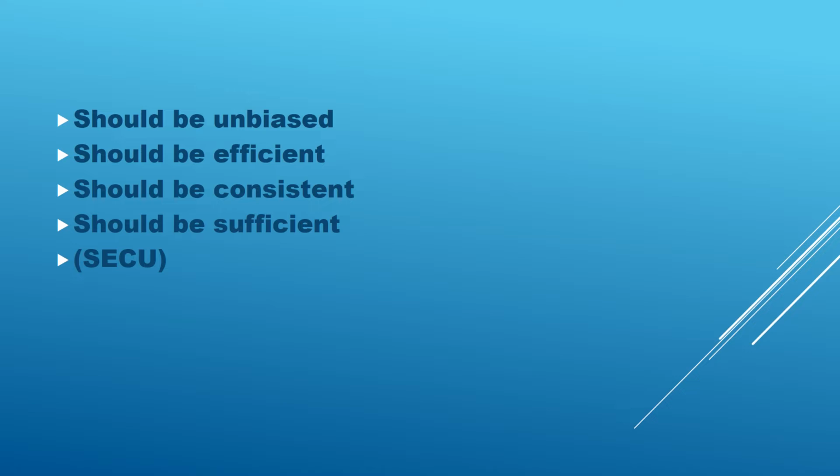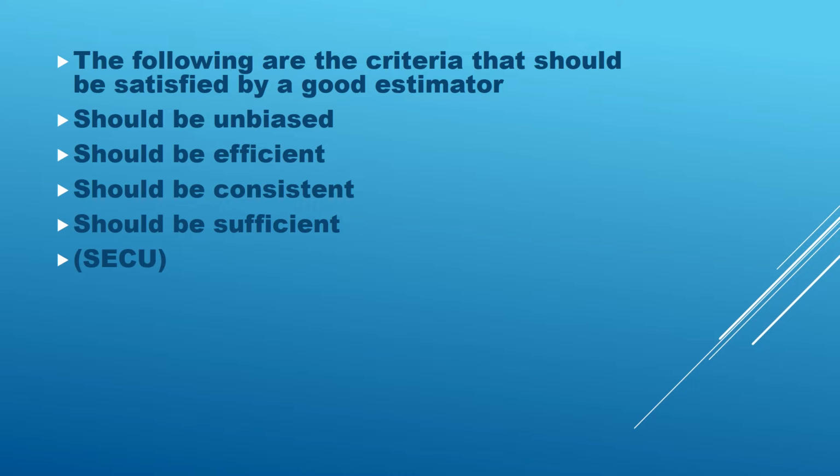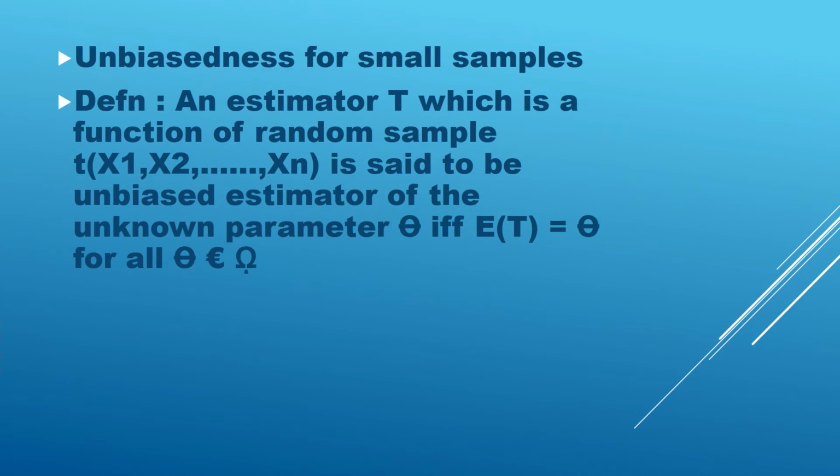So there's an abbreviation on how to master the 4 properties of an estimator. Call it SECU. S for sufficiency, E for efficiency, C for consistency, and U for unbiasedness. So for easy mastery, we can use the name SECU to master all the 4 properties of estimators. So let's go on. In the first video today, we want to look at the unbiased estimator.